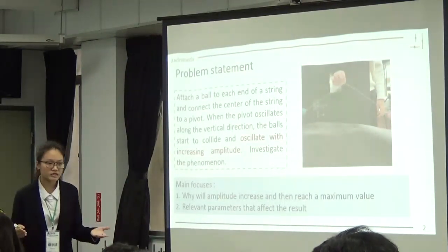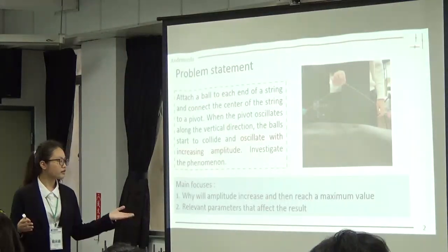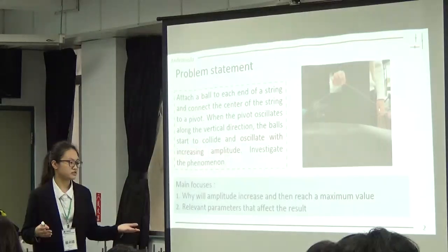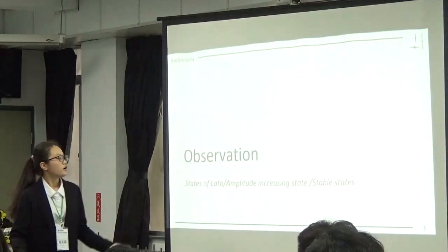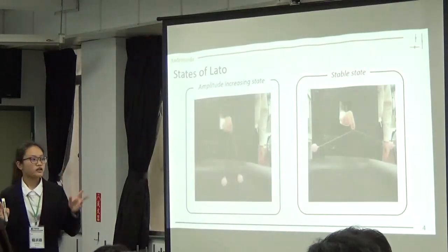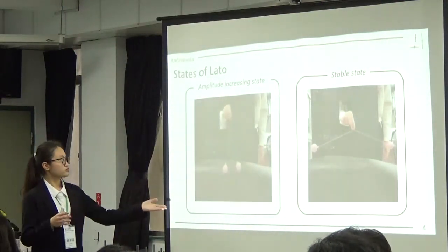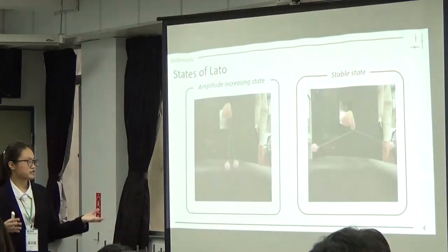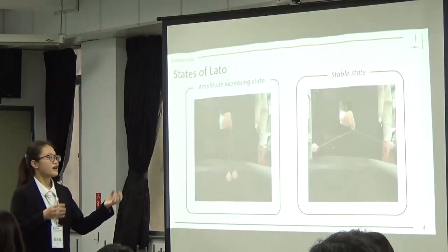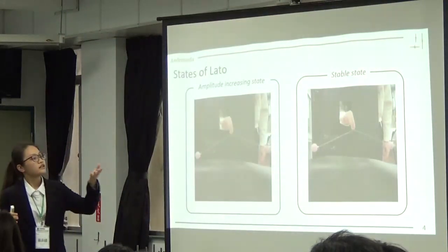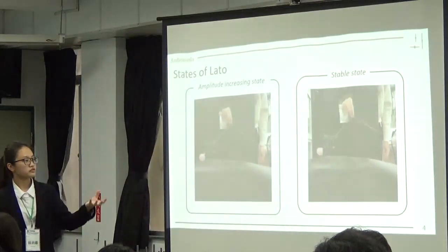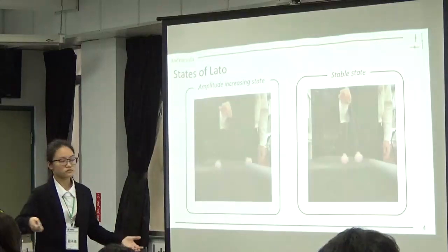In my report, I will mainly focus on number 1, why will the amplitude increase and then reach a maximum value? The second is the relevant parameters that affect the results. Third is an observation. After doing some experiments, I found that there are 2 states of lato. The first one is the amplitude increasing state. As you can see from the video, the amplitude between 2 latos increases as they collide. The second state is the stable state. As you can see from the video, the amplitude between 2 latos basically remains the same.